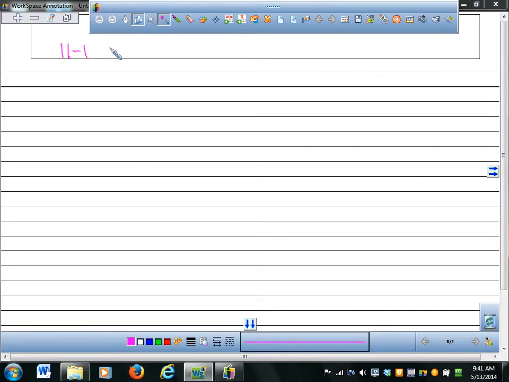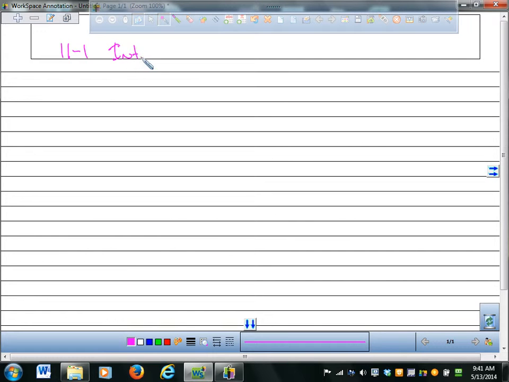Okay, so this is called an intro to limits. All right, so they start out with this problem. I don't really like that problem, but they start off with this problem.